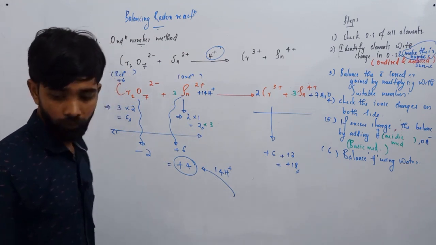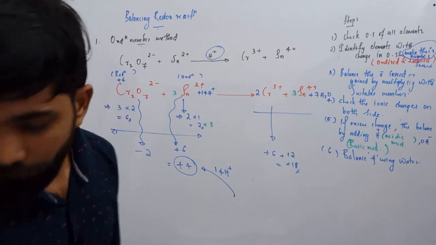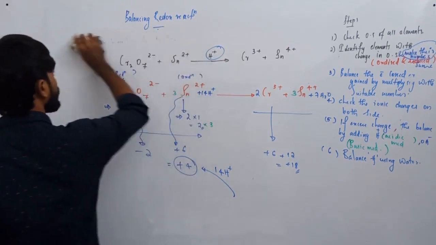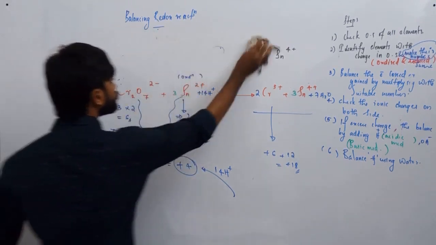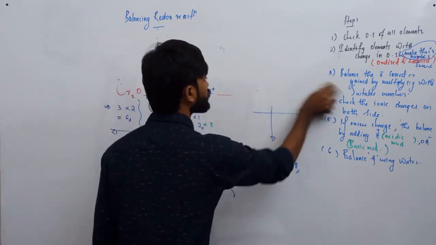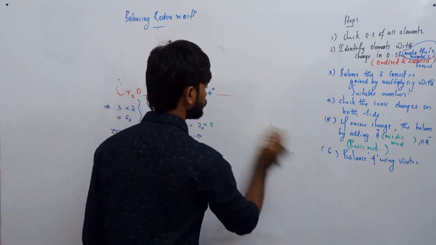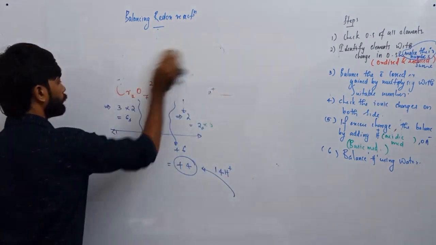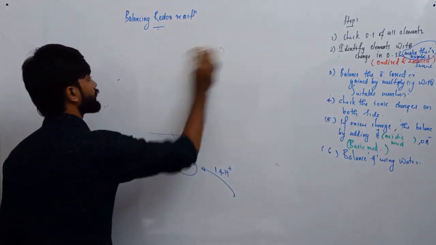Fine. Okay. Here 7 oxygen, here also 7 oxygen. It is also balanced, already balanced. Let me do one more example.